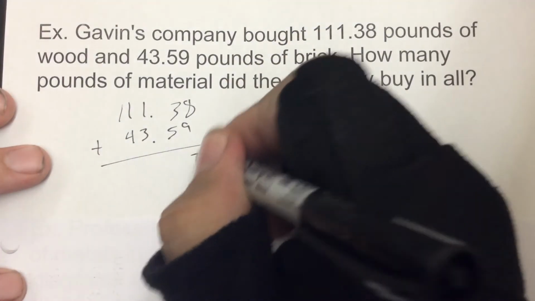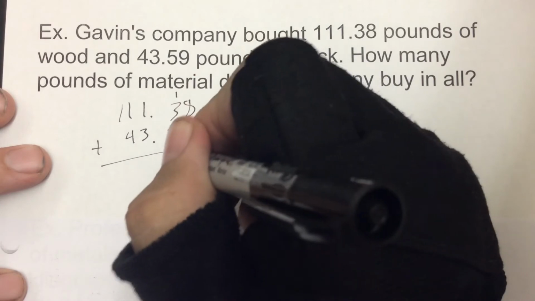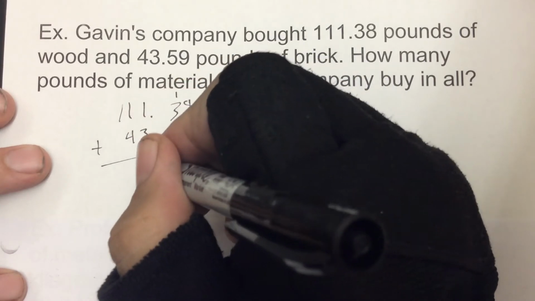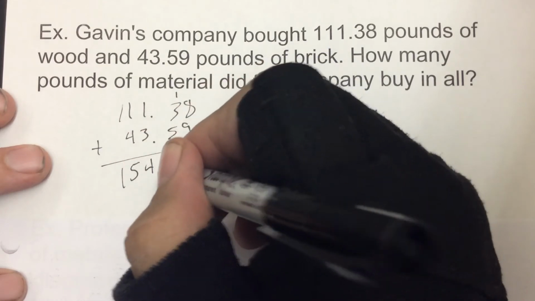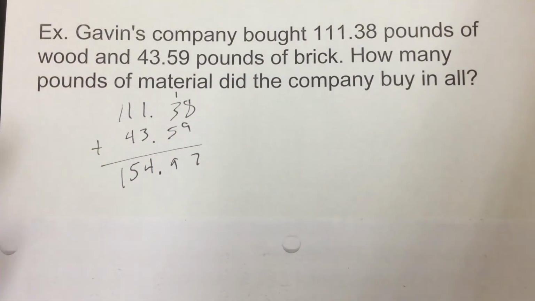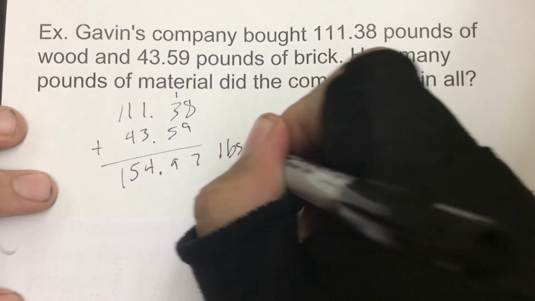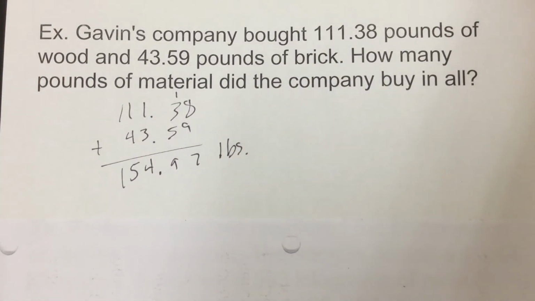8 and 9 make 17. 1, 3, and 5 would be 9. 1 and 3 would be 4. 1 and 4 is 5. Bring the 1 down. Again, bring our decimal straight down. And we're looking at pounds. So we can put LBS for pounds. 150.97 pounds. And that's our answer there.